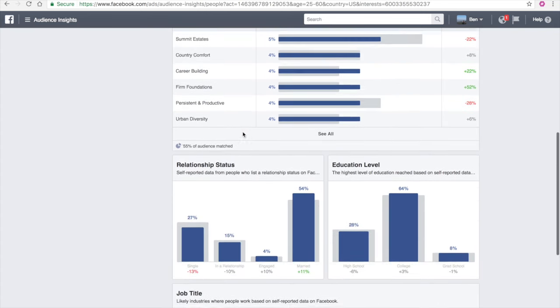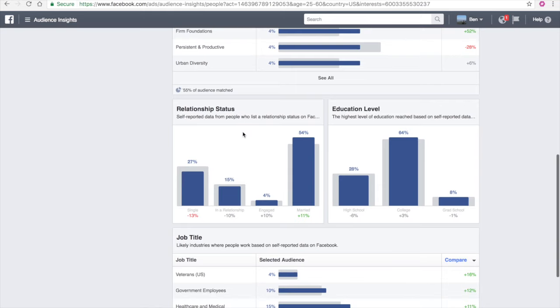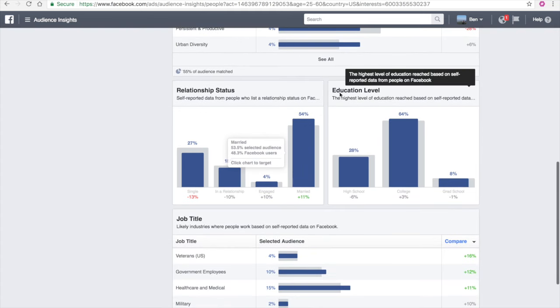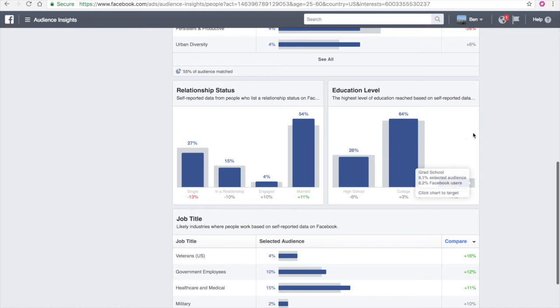But we're just looking around to see if there's anything that's particularly standing out here. So we do see an interesting trend here that most of the people who really like gyms are actually married. So you see that 5% more of this selected audience is married over Facebook users in general. So that's just something to keep in mind. I wouldn't put too much stock in really trying to dive into the why behind here.